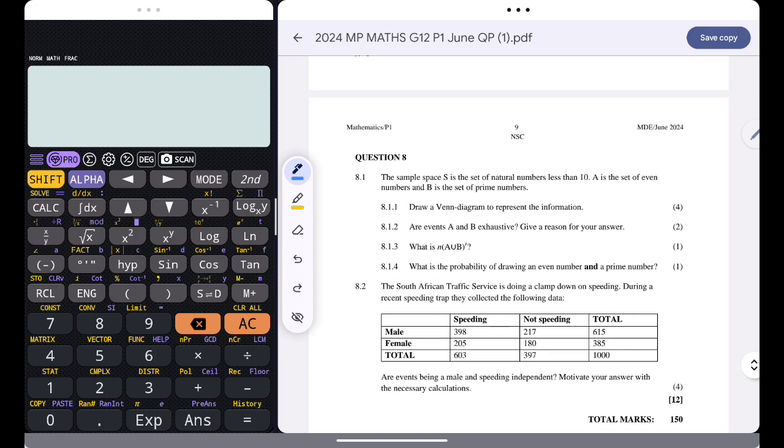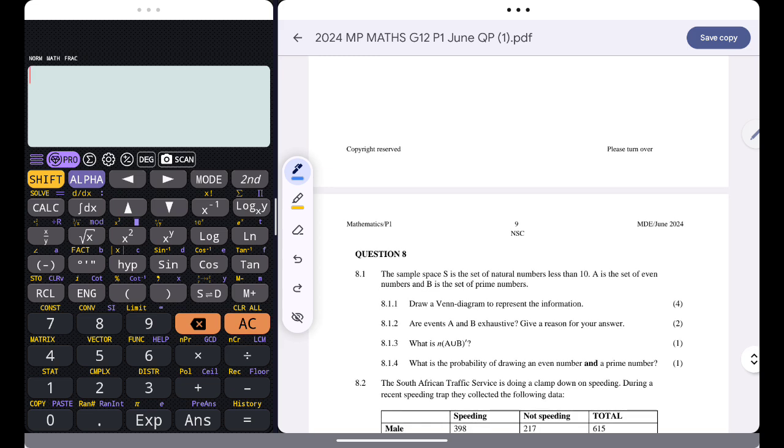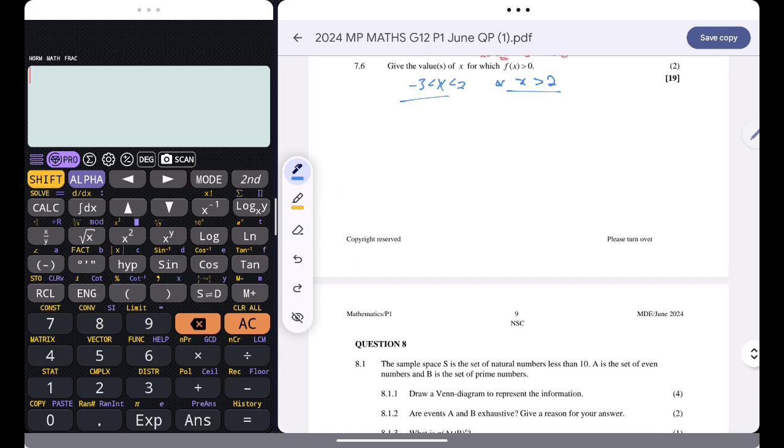Okay, we are told that the sample space S is a set of natural numbers less than 10. And then we are told that A is a set of even numbers and B is a set of prime numbers. Even numbers are numbers which are divisible by 2, and prime numbers are numbers that can only be divided by themselves as well as 1.